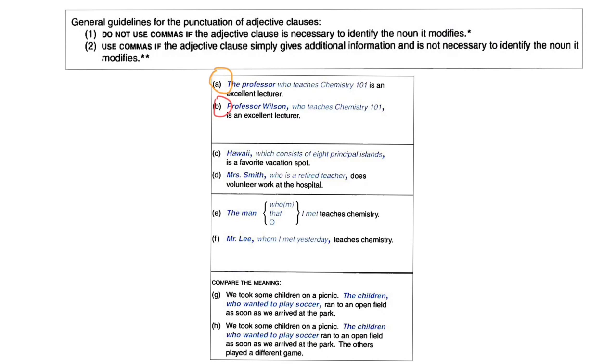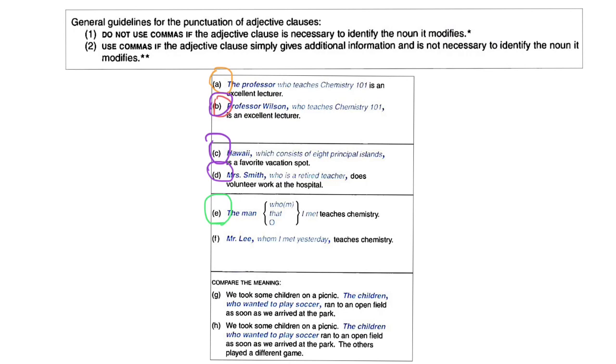This is the guideline. Use commas as in B, C, and D if an adjective clause modifies a proper noun. A proper noun begins with a capital letter. Note that a comma reflects a pause in speech.